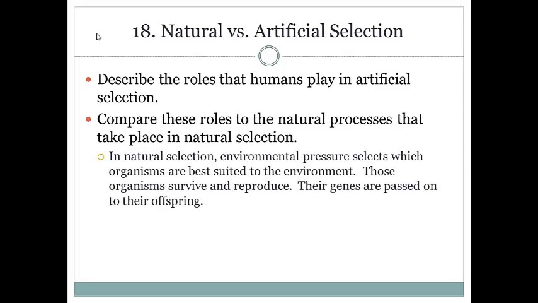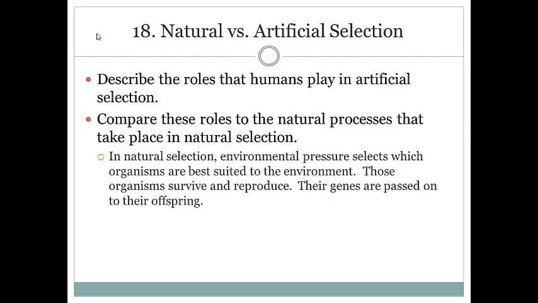So in natural selection, the environment has pressure on which organisms are going to be best suited. The organisms that are best suited to their environment are the ones that are going to survive and reproduce. So perhaps these particular organisms are better at blending in, perhaps they can get more food, perhaps they are better at attracting mates. But one way or the other, they're going to survive longer, which means they will reproduce more. So their genes are going to be passed on to more offspring, so that gene will become more common in the population.